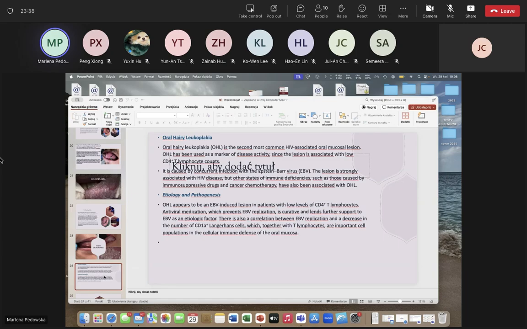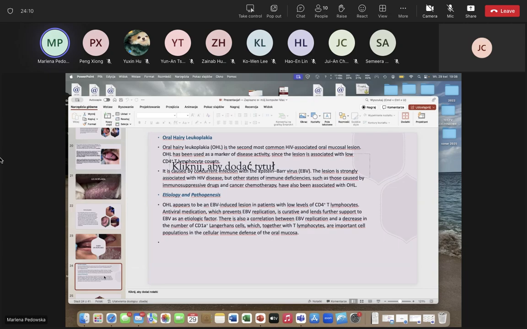The lesion is strongly associated with HIV disease, but other states of immune deficiency, such as those caused by immunosuppressive drugs and cancer chemotherapy, have also been associated with OHL. It appears to be an EBV-induced lesion in patients with low levels of CD4 T lymphocytes. Antiviral medication which prevents EBV replication is curative and lends further support to EBV as an etiologic factor.